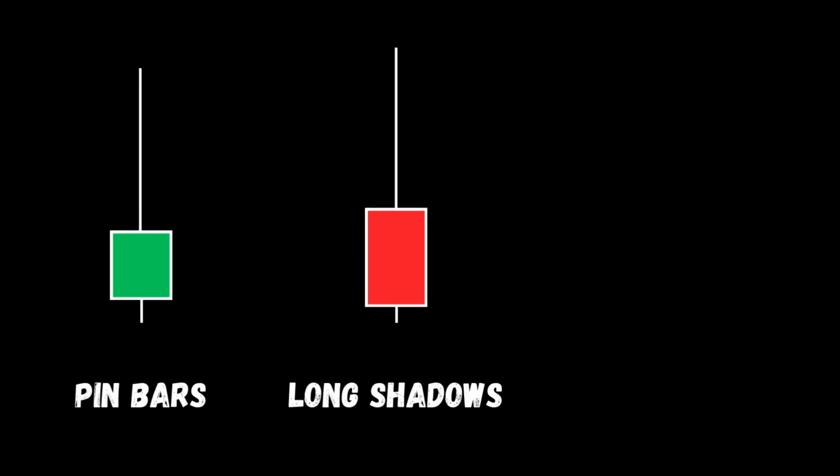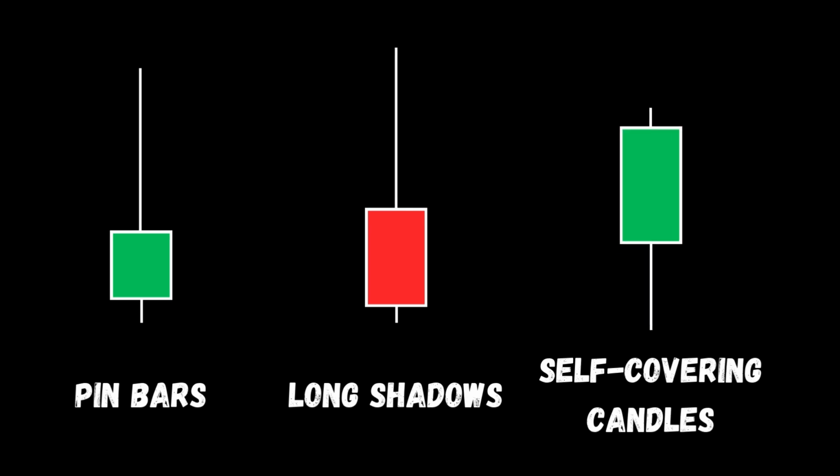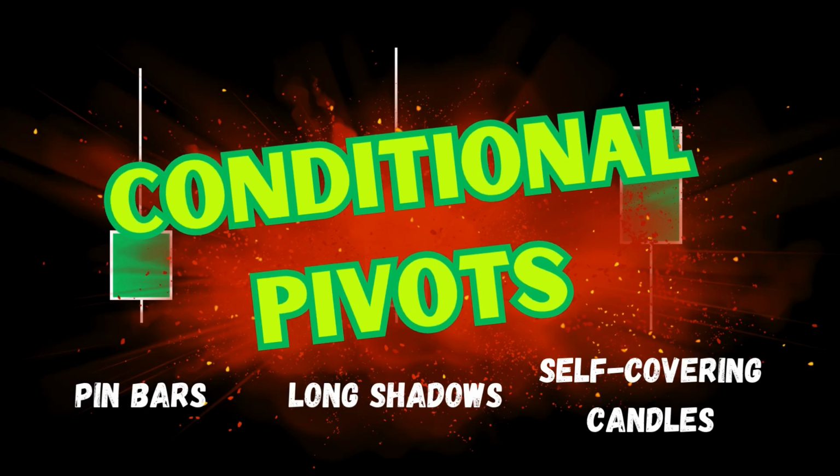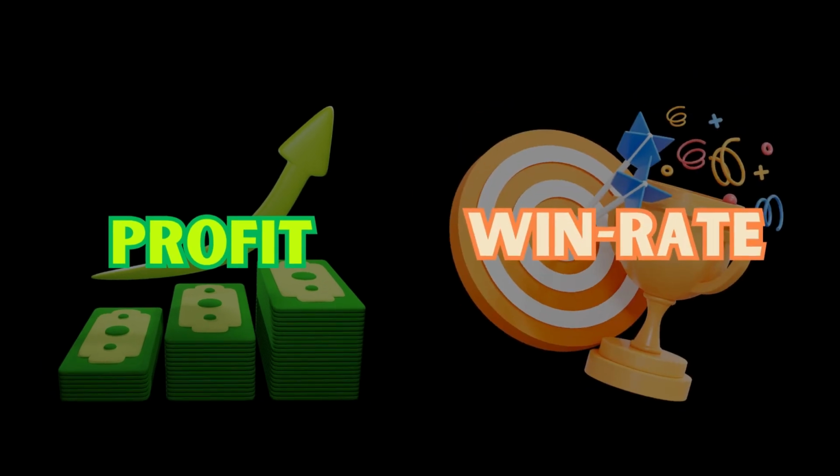The candlesticks we're talking about are pin bars, long shadows, and self-covering candles. We call these 3 types of candlesticks conditional pivots. Previously, in a video linked above, I explained pivots in more detail. However, mastering pivots requires more practice and study. Once you master them, you can generate significant profits with high win rates across all chart movements and time frames.